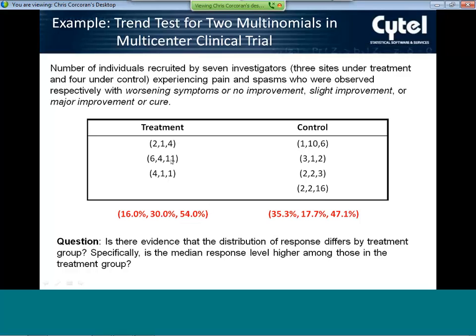So overall, across all 7 of these sites, we can see what the proportions are, relatively speaking, across these different categories of outcome. And so the question is, is there evidence that the distribution of these response categories differs by treatment group? But more specifically, because these outcomes are ordered, in other words, worsening symptoms to slight improvement to major improvement or cure, we might also want to measure whether or not that shift is ordinal.